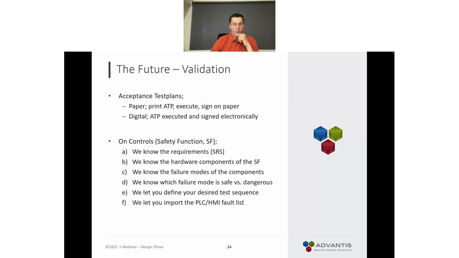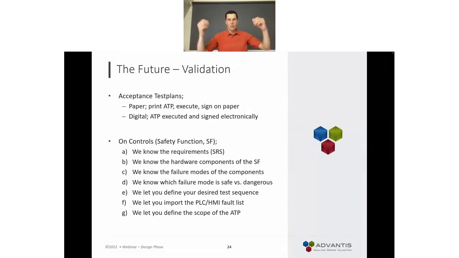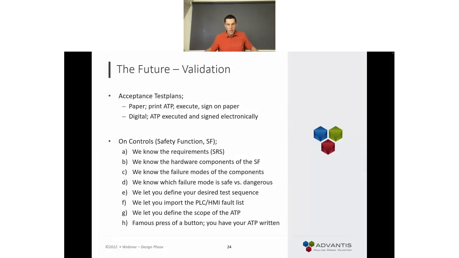We let you import your PLC fault list, because eventually you want to know the right fault number for any kind of test. And then we let you define the scope of the ATP, in the sense that you can say, look, I want to create an ATP that only shows me the dangerous faults. I just want to tailor the scope of your ATP, or I say, okay, I want every safety function, every device in every safety function, every failure mode tested. And then you press the famous button and you have your ATP written in a few seconds.